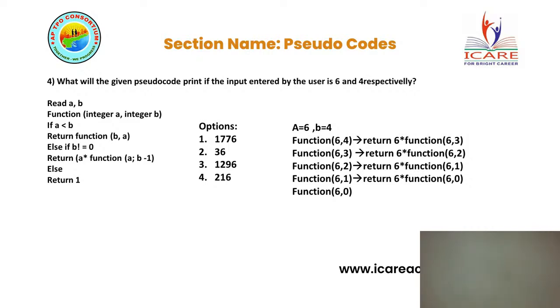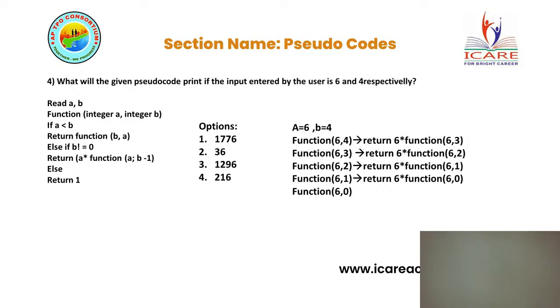So we are entering into the function. If a less than b, a less than b is false. A less than b, 6 less than 0, which is false. And again, else if b not equal to 0. So here we are having the b value as 0. 0 not equal to 0 is false, because 0 equal to 0 is true.